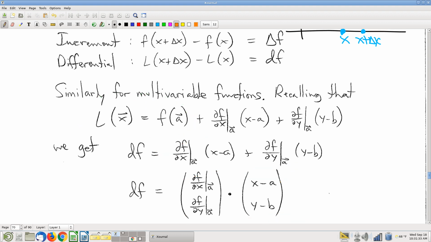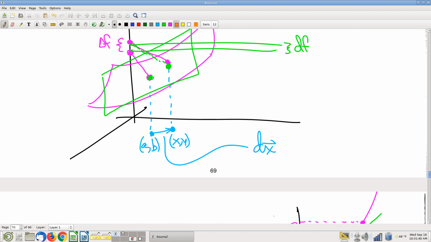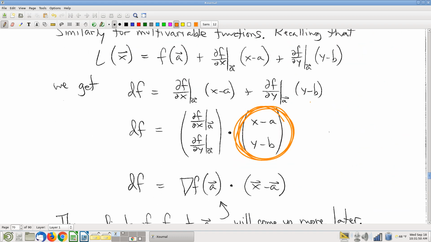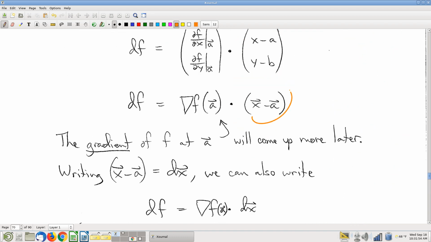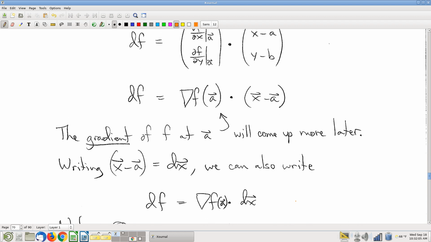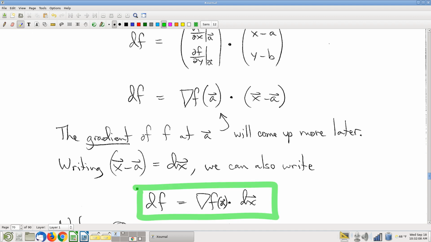Okay. And then you notice something else. This thing right here, x minus a, comma y minus b, that's exactly this vector. That is exactly our dx vector. So I'm just going to rewrite that as x minus a, namely dx. And lo and behold, our equation has turned out to something pretty nice. Altogether then, here's a simple equation that relates input changes in the domain, dx, with output changes, our linear approximation of output changes in the target, df.